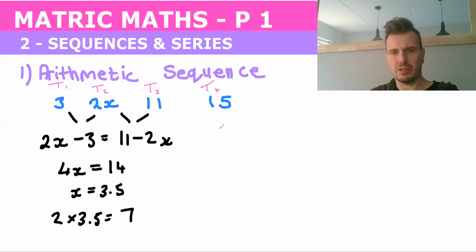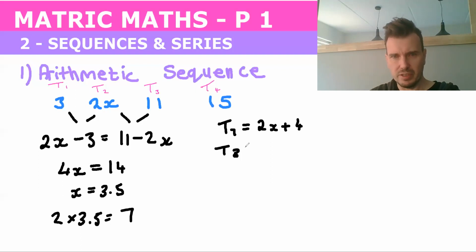But actually what a harder question they normally do is they won't write it out for you. They'll say T7 is equal to 2x minus 4. And they'll tell you that maybe T3 is equal to 3x minus 2. And they'll tell you that it's an arithmetic sequence.